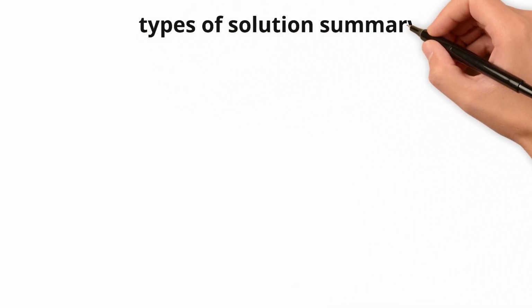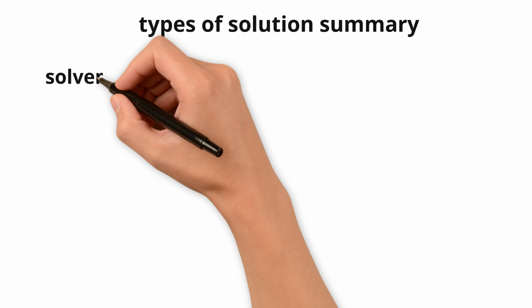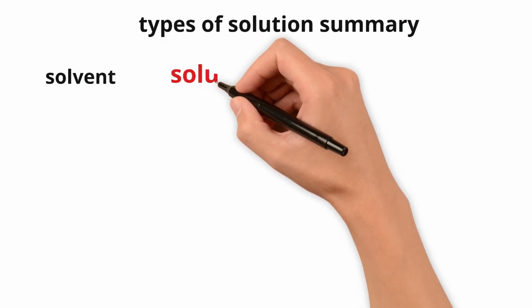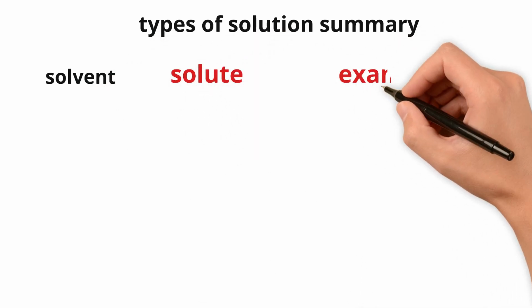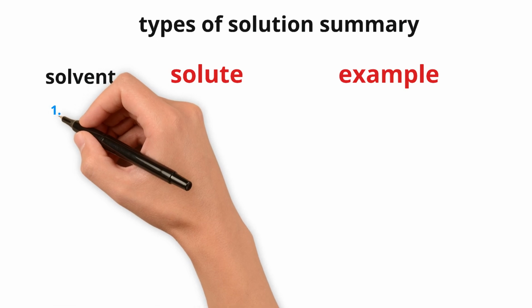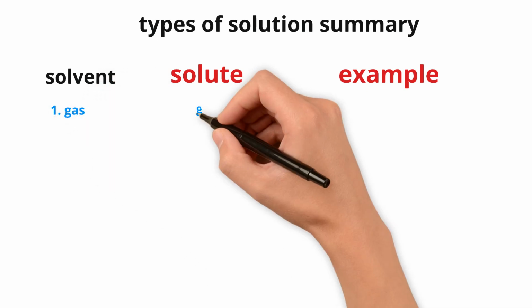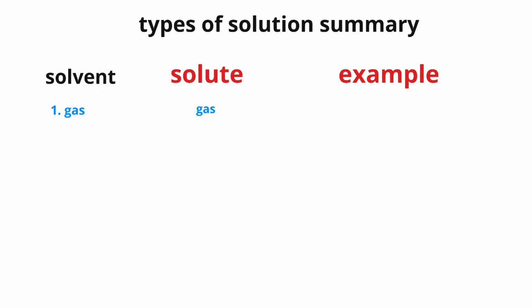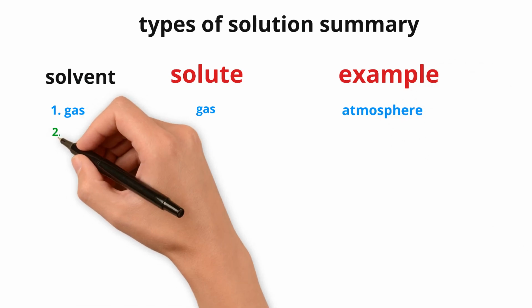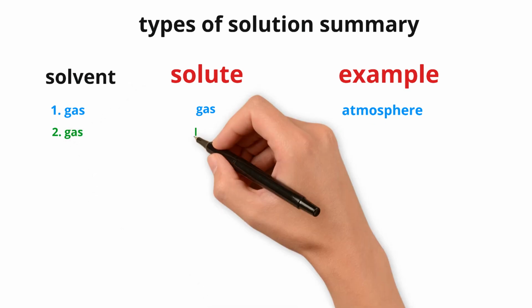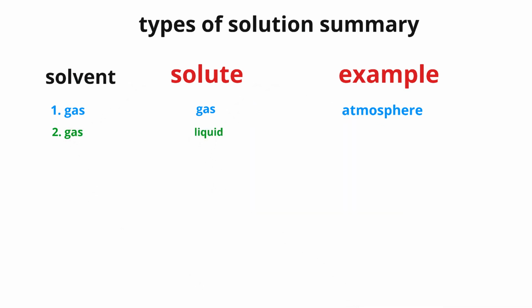Now types of solution summary: solvent, solute, and example. When the solvent is gas and the solute is gas, example: atmosphere. The second, when the solvent is gas and the solute is liquid, example: fog, mist, but it's not a true solution. It is an example of a colloidal solution.